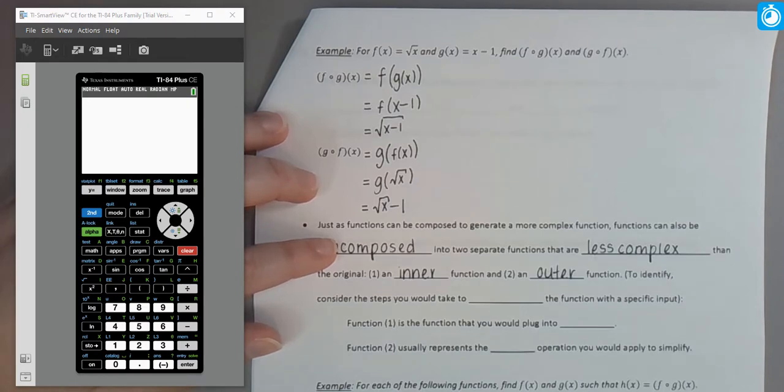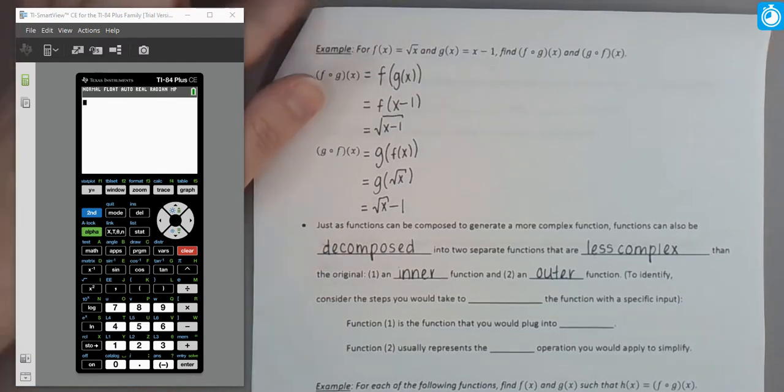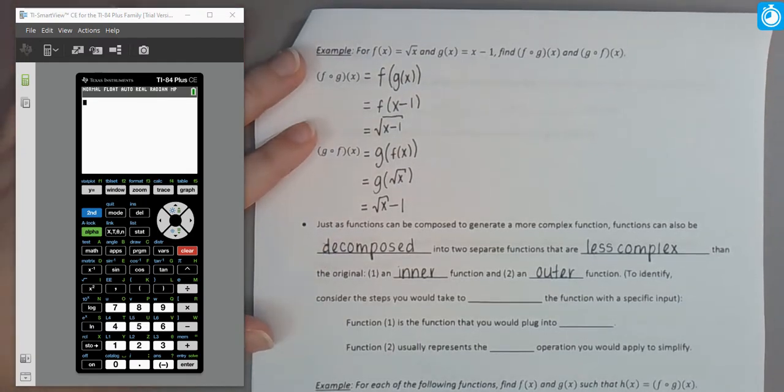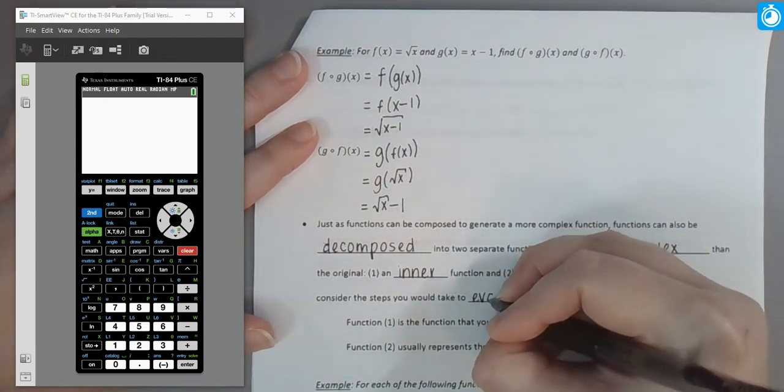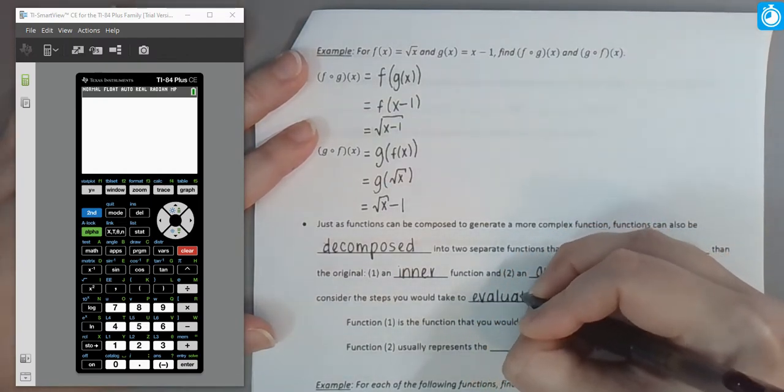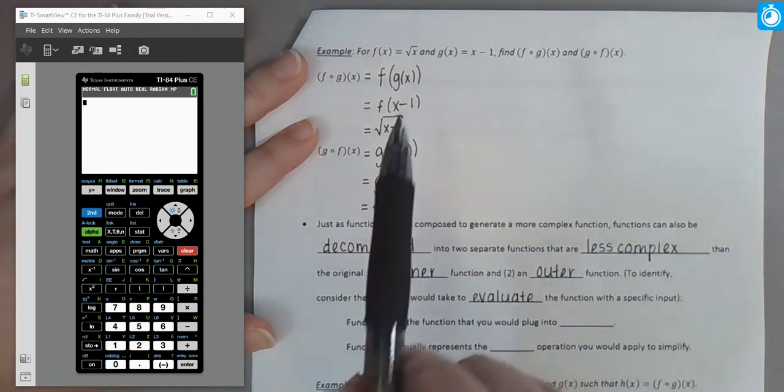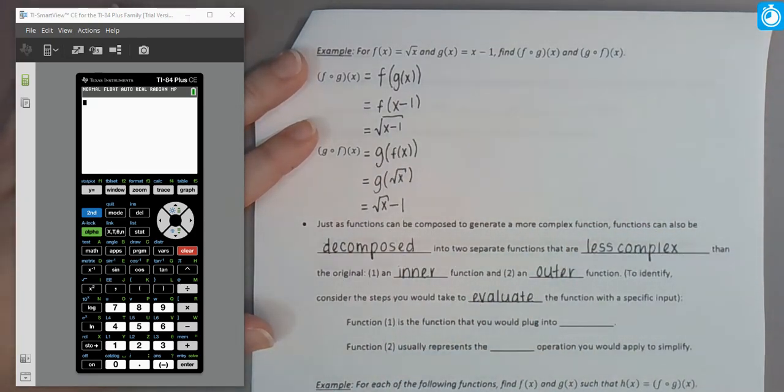However, it's not always going to be intuitive how you would break it up into something inner and outer. So to be a little bit more formal about how we approach decomposition, identifying the inside, identifying the outside, what you want to do is consider the steps that you would take to evaluate the function if you were to plug in an input. In other words, look at all the operations represented in your function and think about how those operations would be applied based on the order of operations.